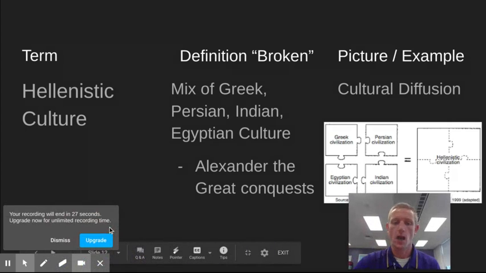All right, those are the words. Please take a look at this. Please study them on Quizlet as well. Greek and types of governments.